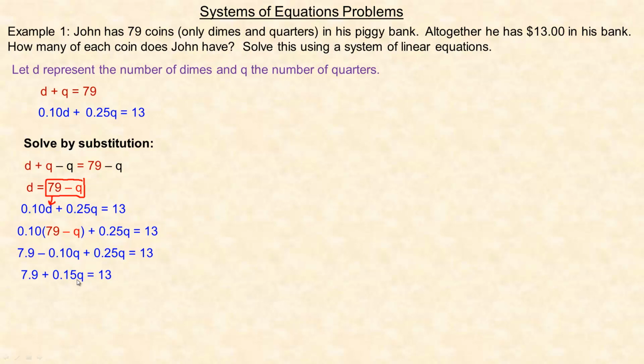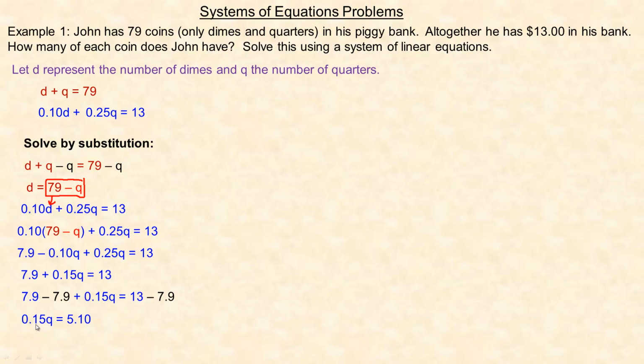It's added to the 0.15Q, so I will subtract 7.9 from both sides. So that's gone because that's 0 right there. So 0.15Q is equal to, and that subtracts to 5.1. The reason I put the second 0 is because it's money actually, so that's why, if you want to write 5.1, that's fine.